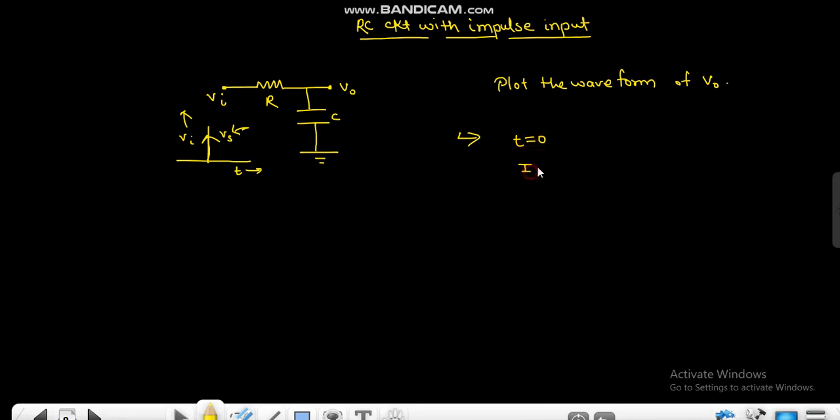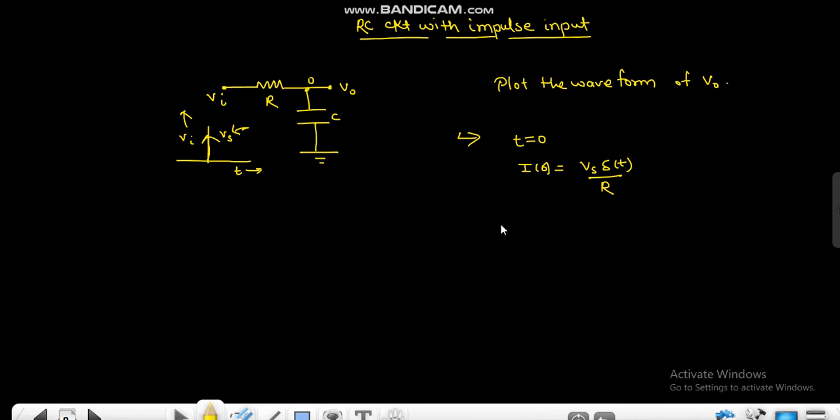What would be the current? The current at t equals to 0 will be Vs into delta t by R, because at t equals to 0 there is no charge on the capacitor, so its voltage is 0. So the current will be Vs by R into delta t only. Okay, so I have already explained this one.